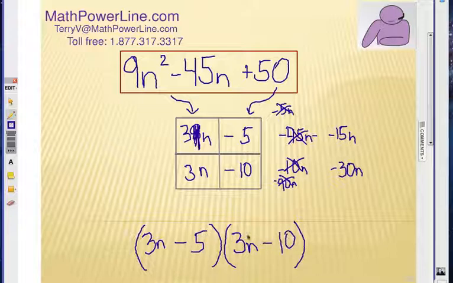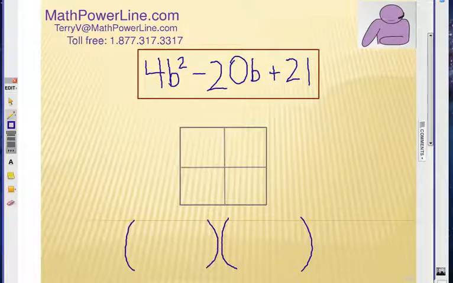So remember that the middle term always comes from these inside terms multiplied together combined with these outside terms multiplied together. Alright, so that's going to be the factored version of my trinomial. Now you try this one and pause the video, give it a shot on paper, and then come on back.